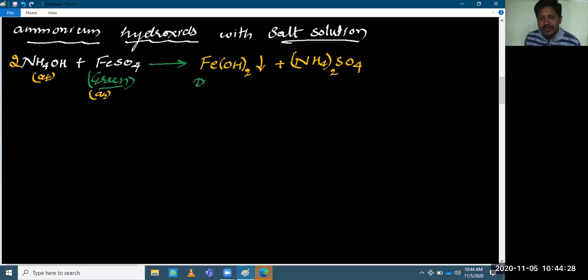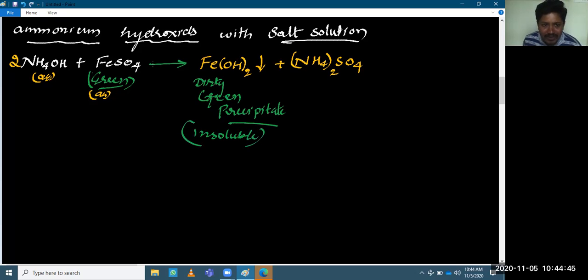Okay, after it forms a dirty green precipitate. What is the reason for the dirty green precipitate formation? Green precipitate. Here, precipitate is nothing but an insoluble salt. Insoluble.